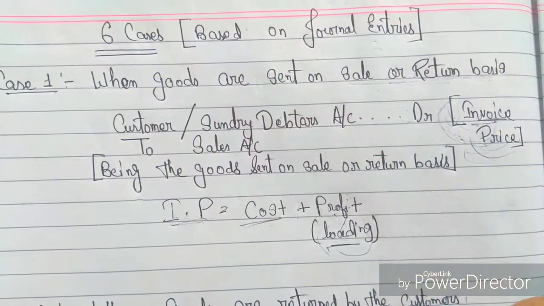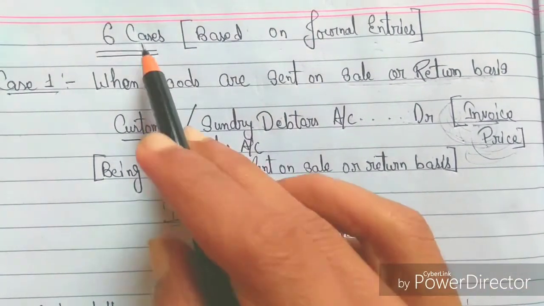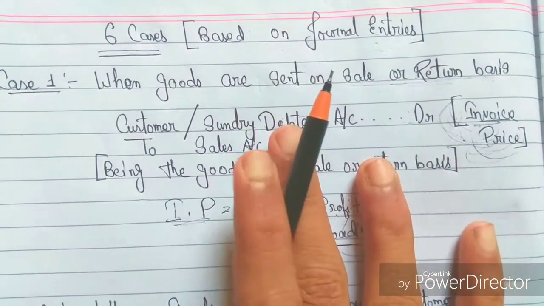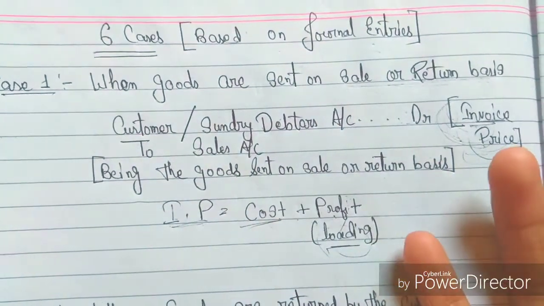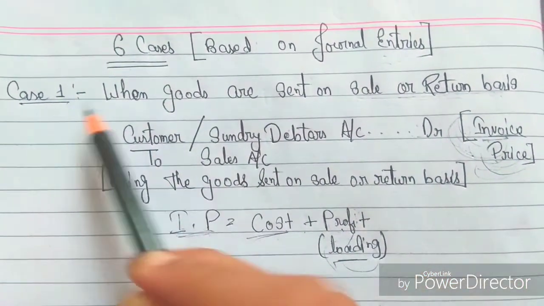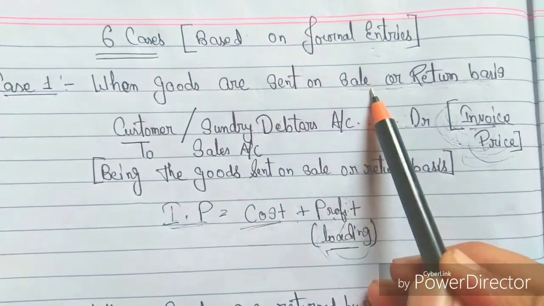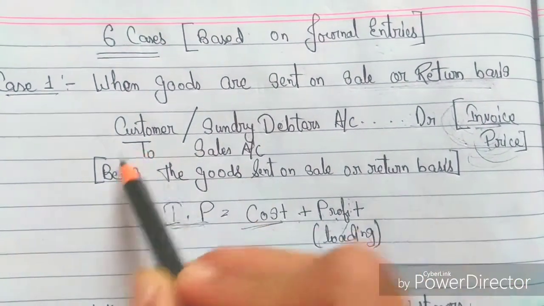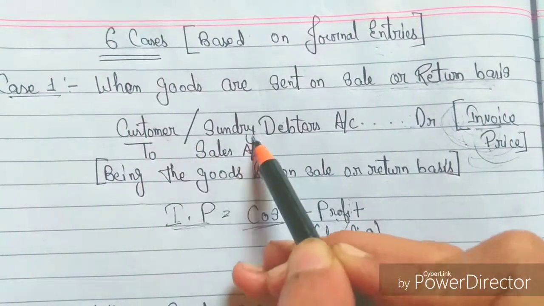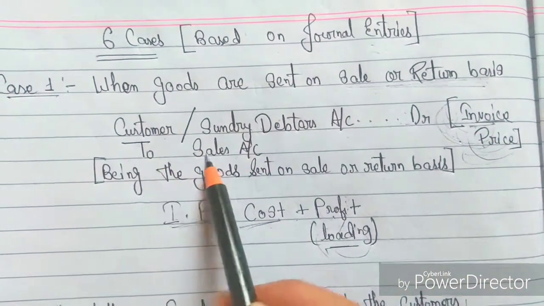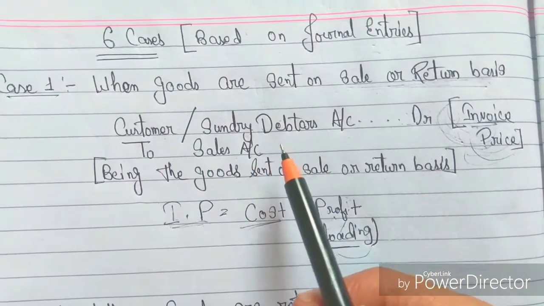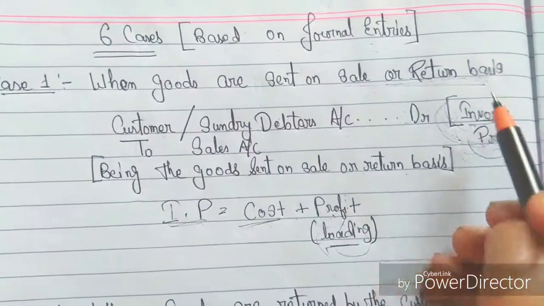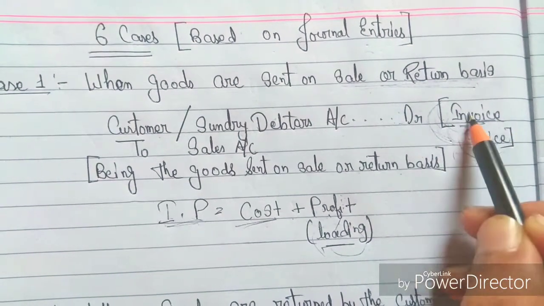So friends, after discussing the basic concept, now we are going to discuss the 6 cases based on journal entries. After discussing these 6 cases, you can easily do the journal entry of this chapter. So case 1 is when goods are sent on sale or return basis. Sale and approval is also called sale or return basis. So in this case, customer or sundry debtor account debit to sales account. This will be a basic sale entry, and the narration will be being the goods sent on sale or return basis. The amount here will be invoice price.